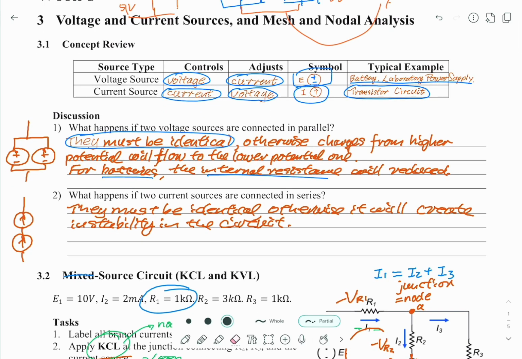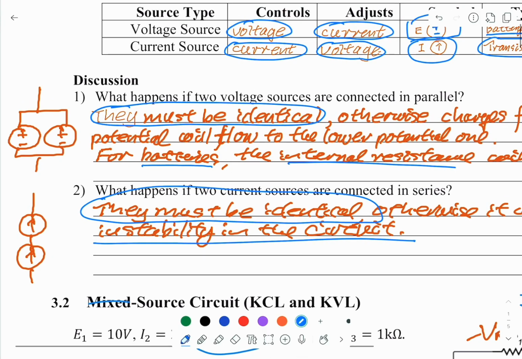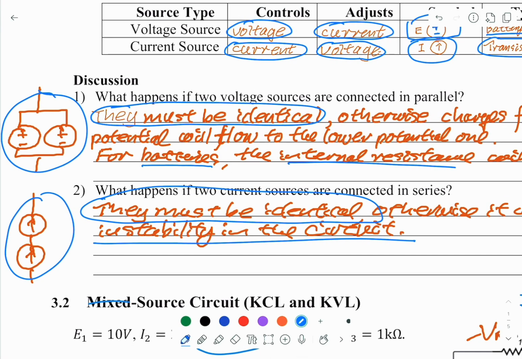What happens if two current sources are connected in series? Again, there's one important condition, which is they must be identical. Otherwise, there will be some instability in the circuit. So this is how we connect two voltage sources and two current sources.